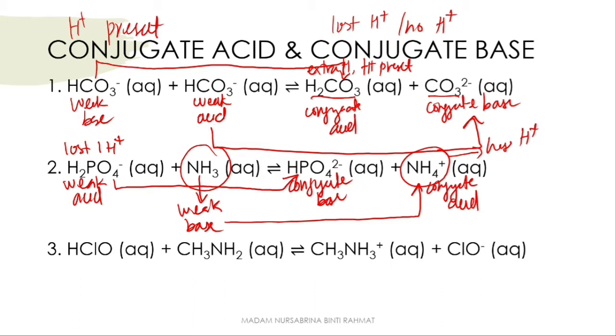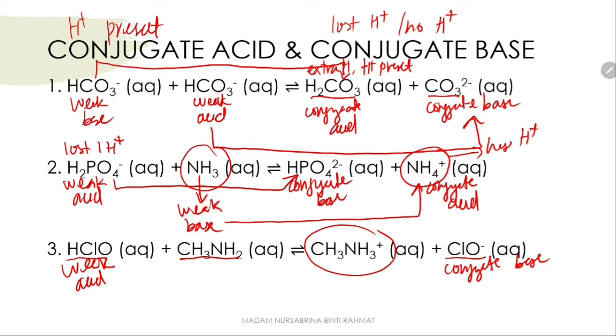Okay, so let's look at the third example. We have this HClO which loses its H plus and forms ClO negative. So this one is your conjugate base from your weak acid HClO, whereas this one is your weak base. That's why it forms a conjugate acid with extra H plus here. So conjugate acid and weak base. Okay? Alright.